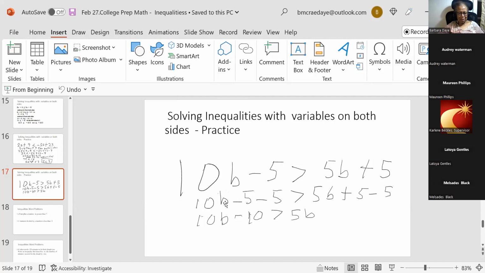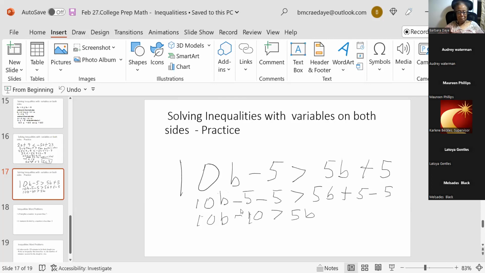Oh, I got you. It's right here. I just bring it down. That's the same 10b. Bring it down because there's no other. So I took the left side, brought down the 10b. There's nothing to add it to on the left side. And then a minus 5 and a minus 5 gives a minus 10. Okay. Yes. And then the plus 5 minus 5 is 0, and I'm just left with 5b on the right.